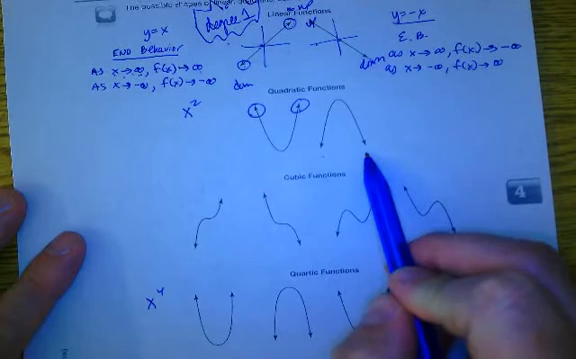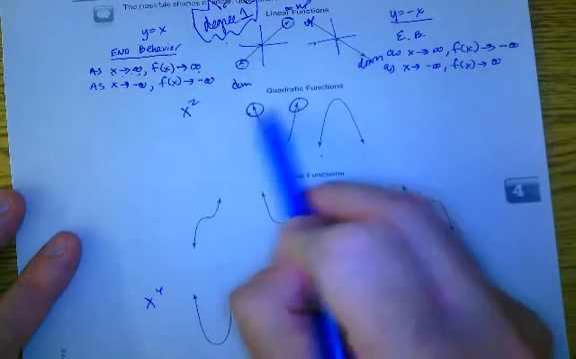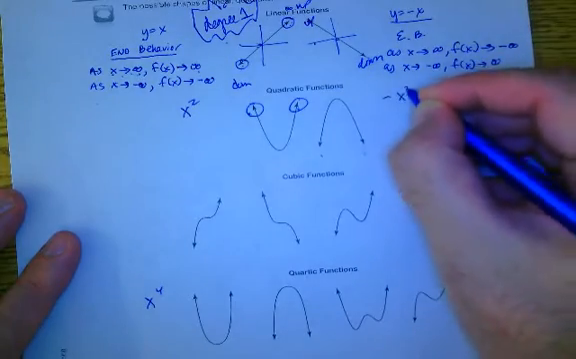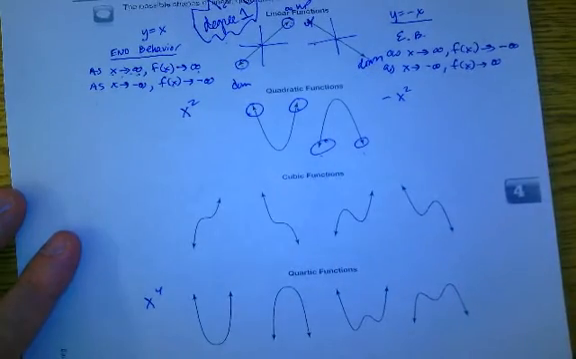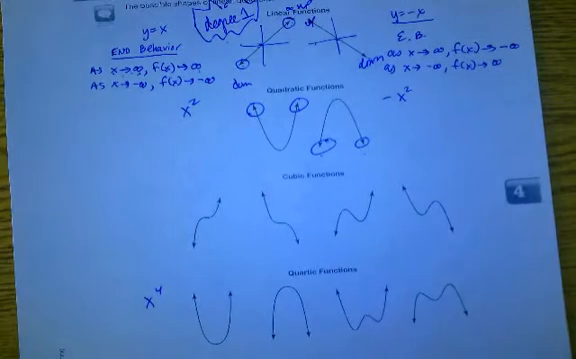Making sense what I'm saying? Both sides will point up if it's positive. Both sides will point down if it's negative. So even functions have the same end behavior. Even functions are always the same end behavior. You okay with that?